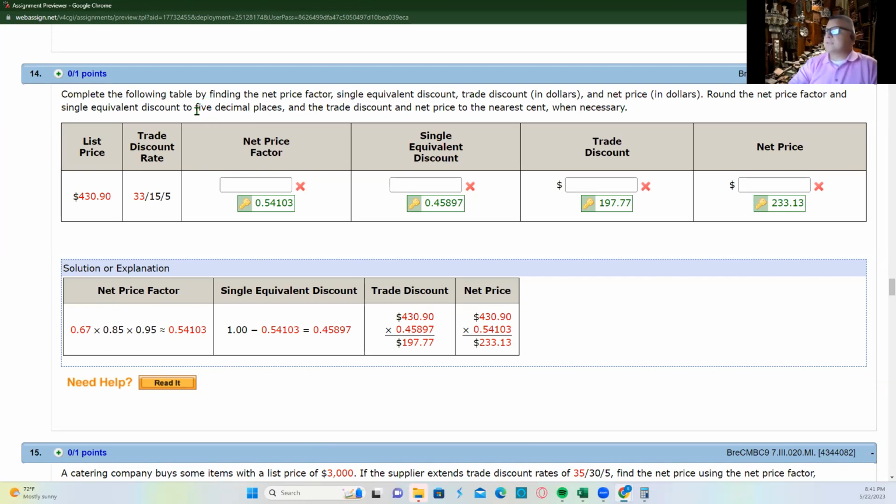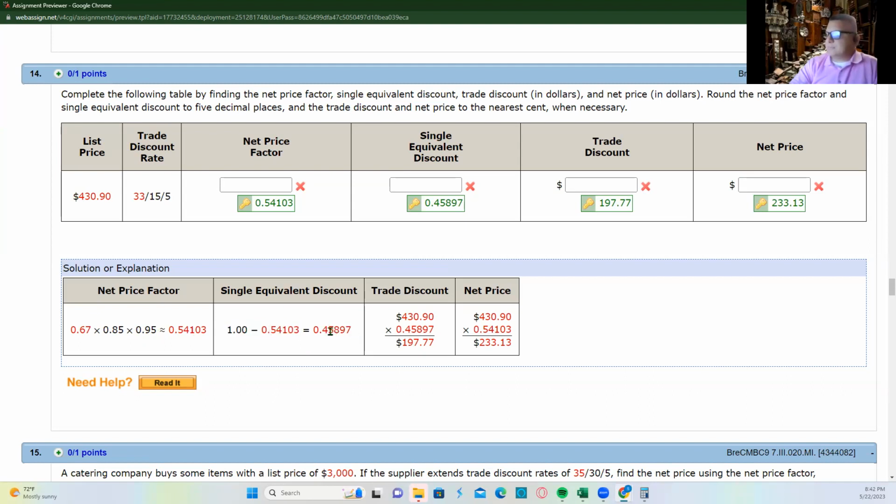Because you're looking here, they say round the net price factor and single equivalent discount to 5 decimal places. 1, 2, 3, 4, 5. Yes, 6 decimal places would be a little bit more accurate, but pay attention to what they're telling you. And then we're going to take 100%, which is 1, minus this rounded to 5 places, and that is going to give us our net equivalent discount.